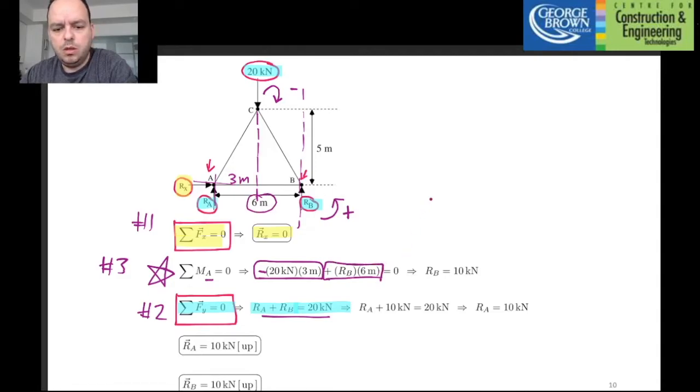So we can take this equation and immediately we can solve for RB. Once you have RB solved, then you can go back to equation number 2 here for the vertical components and say that RB is 10, they add up to 20, so RA has to also equal 10 kilonewtons. So there you have it. An analysis of a truss, your first truss possibly.